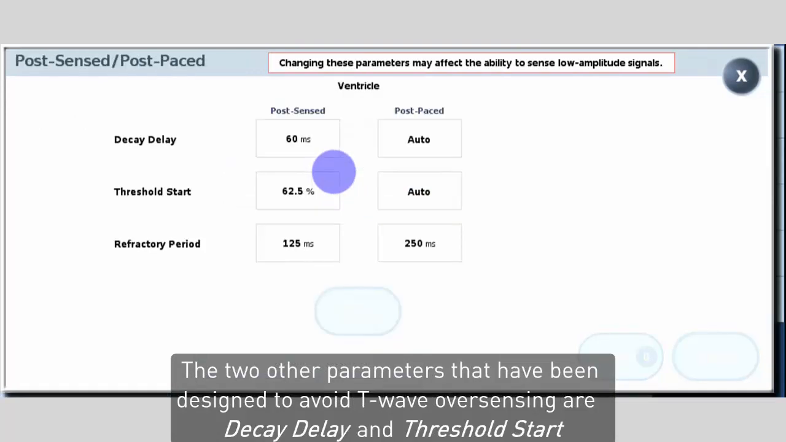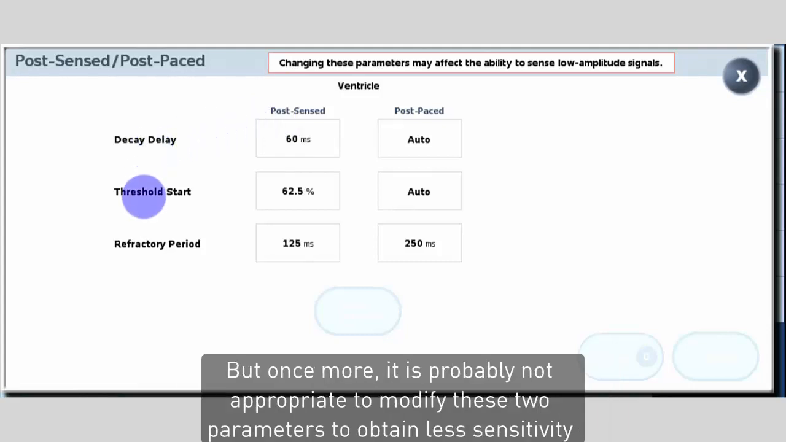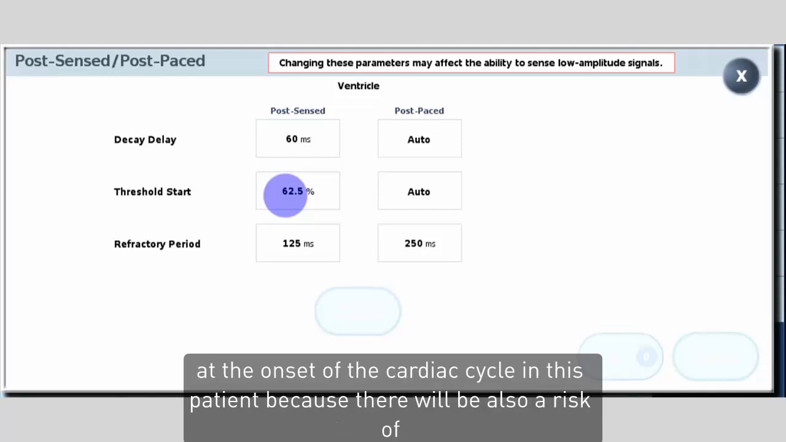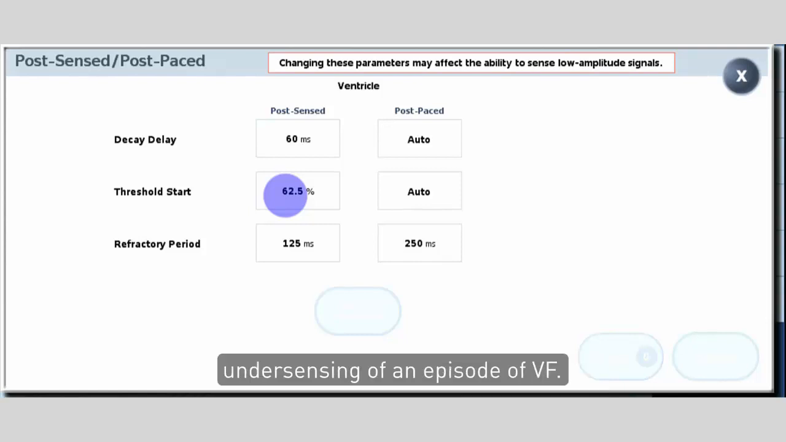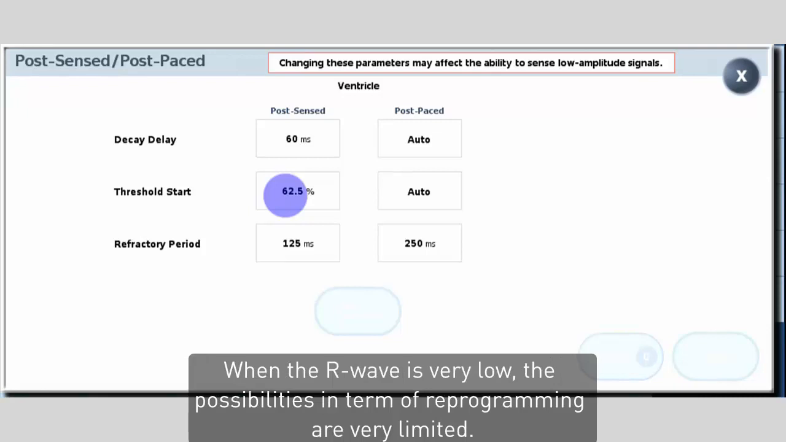The two other parameters that have been designed to avoid T-wave oversensing are decay delay and threshold start. But once more, it is probably not appropriate to modify these two parameters to obtain less sensitivity at the onset of the cardiac cycle in this patient, because there will be also a risk of undersensing of an episode of ventricular fibrillation. When the R wave is very low, the possibilities in terms of reprogramming are very limited.